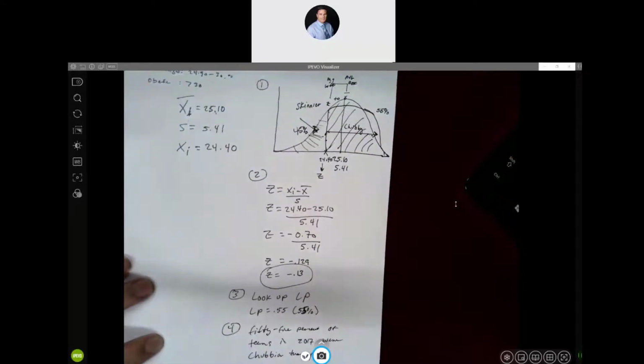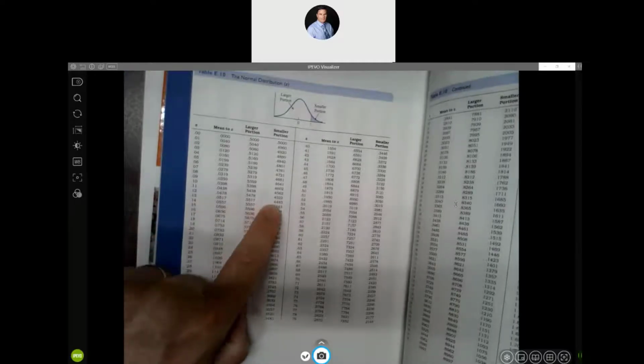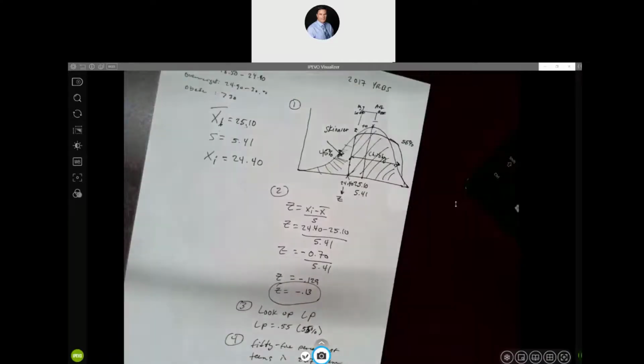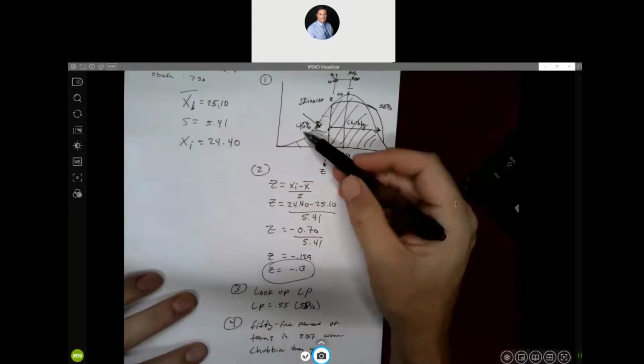Now, there's two ways she figured that out. One way you could figure that out is simply by going to the small portion and looking up the small portion for a z-score of 0.13. If you look at 0.13 and you look at the small portion, it's going to be 0.4483. We could call that 0.45, right? But what Jackie did is she just subtracted 55% from 100% and got 45%, right?